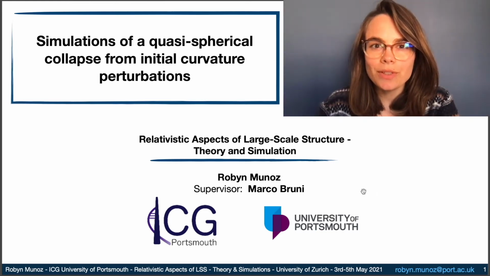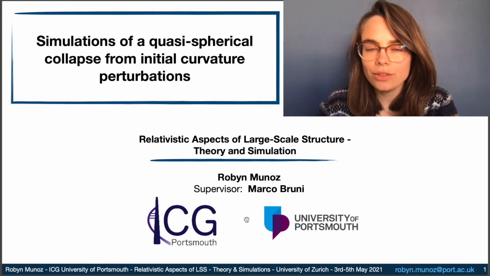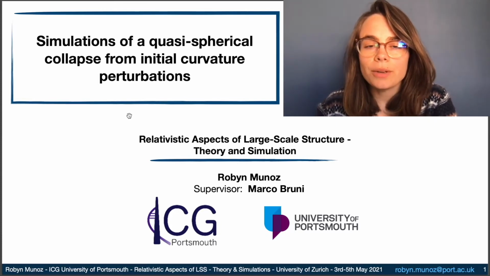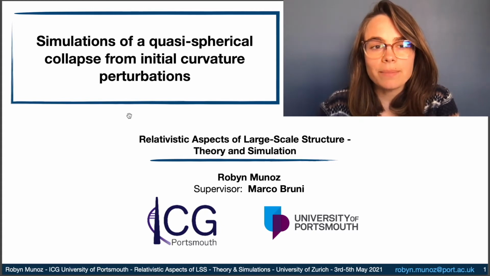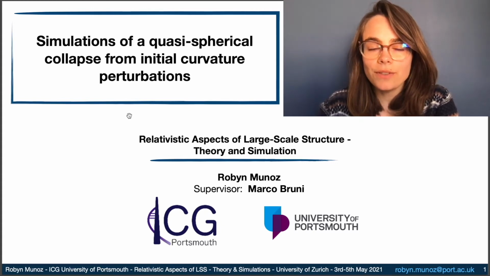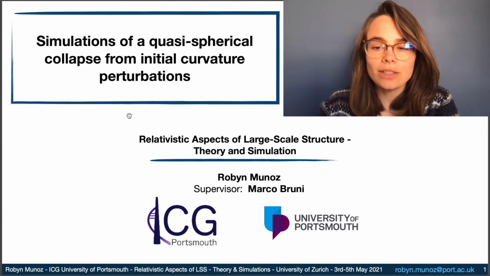Robyn Munoz. I'm a PhD student at the University of Portsmouth in the UK, and I work in the Institute of Cosmology and Gravitation with my supervisor, M. Bruni. Our work that I will present to you today is about simulations of a quasi-spherical collapse from initial curvature perturbation.